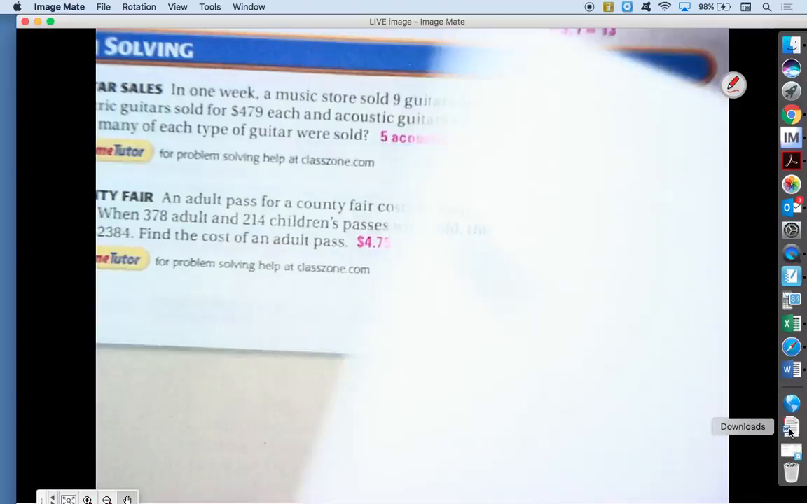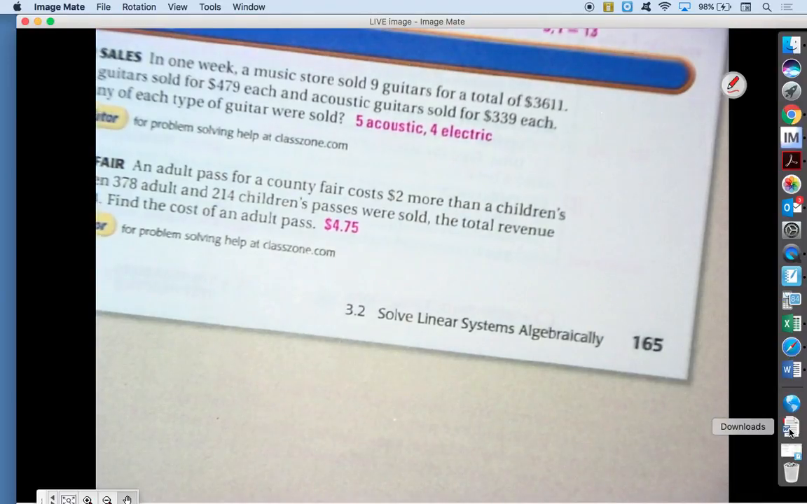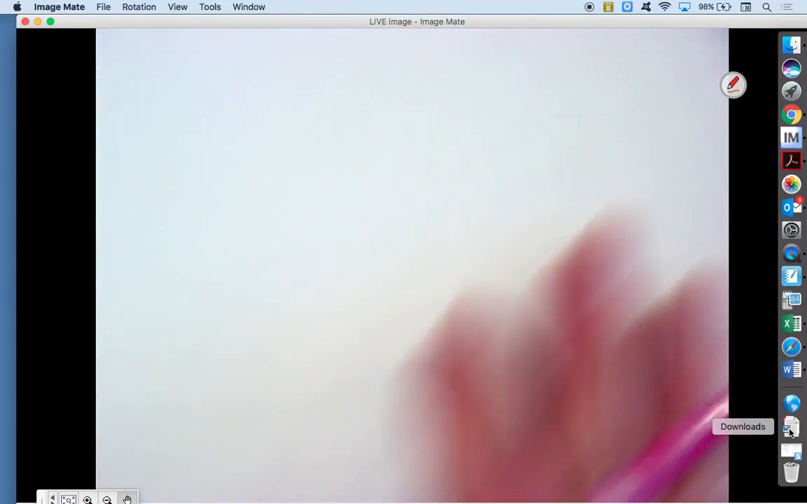I'm going to get both on here. I don't think it's going to work. So she said x plus y is equal to 9.